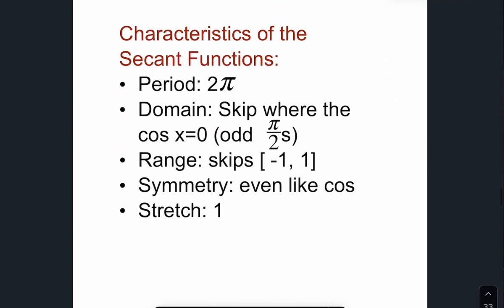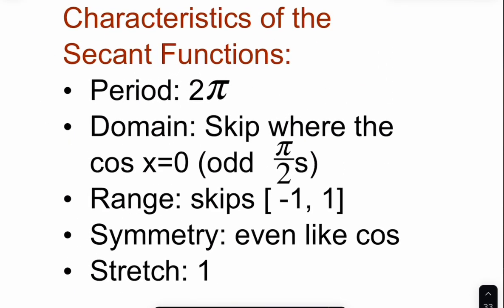You're welcome. So you're going to skip the odd pi over 2s, like 1 pi over 2, 3 pi over 2, 5 pi over 2, 7 pi over 2. That's every place that the cosine is equal to 0, you're going to have a vertical asymptote. So you can add a little note, VA for vertical asymptote. The range, there's nothing between +1 and -1. You're going to have this gap in the center, where the cosine is living, which is the opposite of where our secant lives.